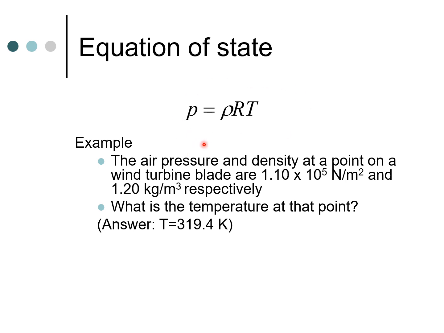For example, just to illustrate, the air pressure and density at a point on a wind turbine plate are given by these two numbers here. What is the temperature at this point? Again, we go to this equation. We know that T is going to be P by rho R, and so we can calculate it. Now, whenever you use this equation of state, the main thing to remember is that temperature is going to be in Kelvin, pressure should be in Newton per meter square, and density should be in kg per meter cube, and of course R is 287. If you use these units and these numbers properly, you are going to get the right value. Don't use centigrade here.